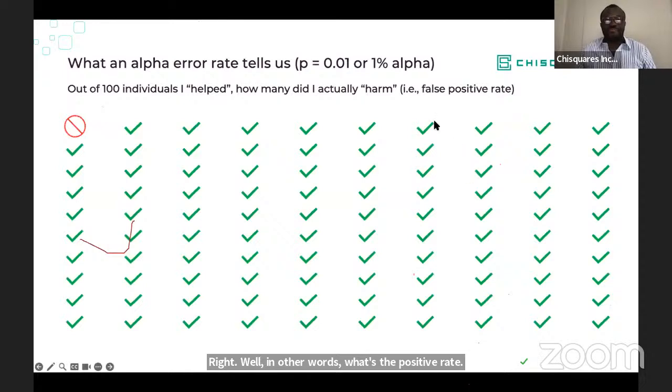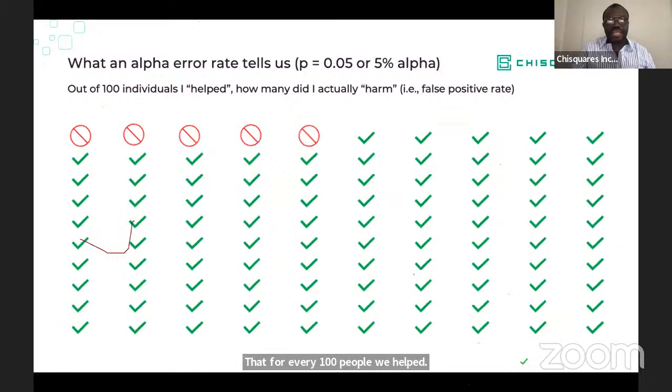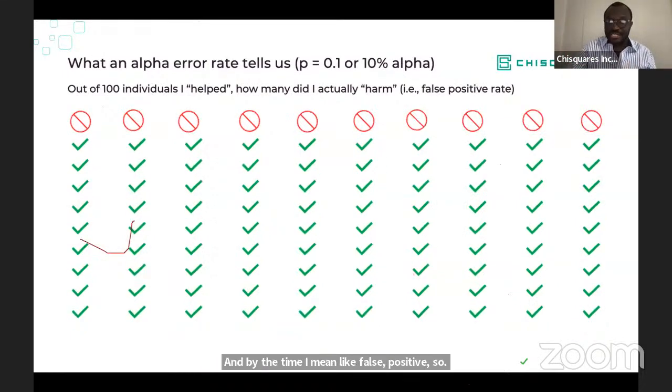So if we say that the p-value threshold was 0.01 or alpha of 1%, we are willing to accept that for every 100 people we helped, we actually harmed 1, right? If the alpha rate is 5%, we accept upfront that we are willing to trade that for every 100 people we helped, we actually harmed 5 of them, right? And by harm, I mean false positive rate. So that is the concept of the alpha. Or if it's 10% alpha, you are willing to acknowledge that for every 100 people you helped, 10 of them were actually harmed or not helped at all, right?